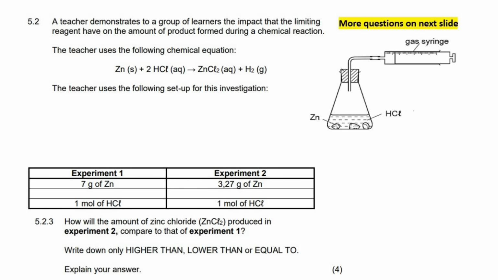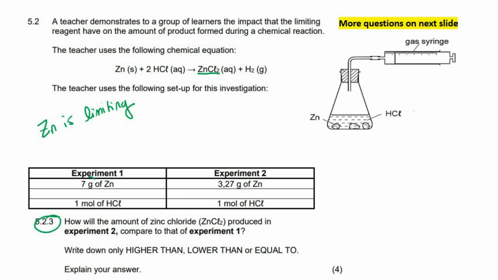Okay, now this question says, how will the amount of zinc chloride produced in experiment 2 compare to experiment 1? So let's just remember that zinc is limiting. How will the amount of zinc chloride, okay, so zinc chloride is one of the products, produced in experiment 2 compare to that of experiment 1? Well, we know that zinc is limiting. And if you wanted to go redo the calculation for experiment 2, you would find out that zinc is still going to be limiting. That means that this experiment will stop when the zinc has run out.